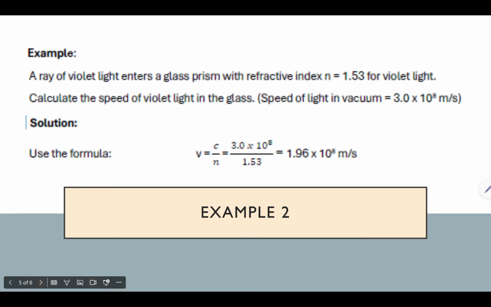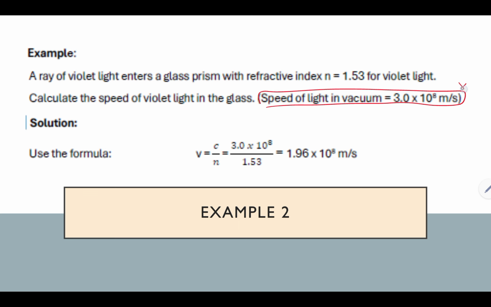Another example: a ray of violet light enters a glass prism with refractive index n equal to 1.53. Calculate the speed of violet light in the glass. We already know that the speed of light in vacuum is 3 times 10 power 8, and this you have to memorize. Now, the equation for it is that the speed is equal to the speed in vacuum, which is constant, over what? The refractive index.